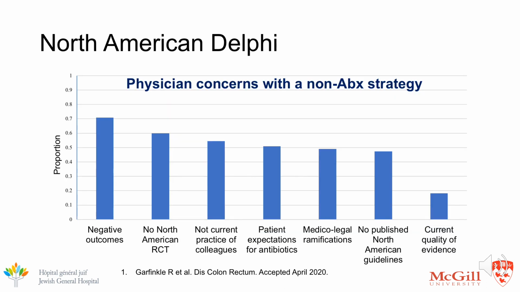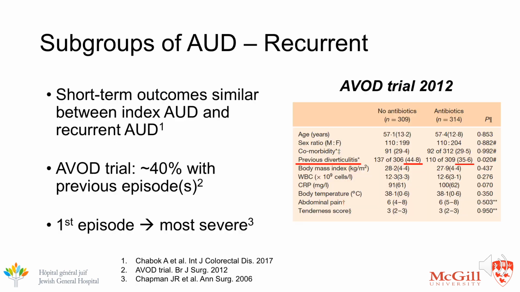We also surveyed the 55 physician participants regarding their concerns with using a non-antibiotic strategy. And you can see that it really is a complex situation. Not only are physicians worried about negative outcomes, but over half of participants also cited the lack of North American data, the fact that colleagues in neighboring institutions aren't using this approach, patient expectations to receive antibiotics, and medical legal ramifications, all as important considerations. So there's a lot that we as surgeons have to think about before we break from the mold.